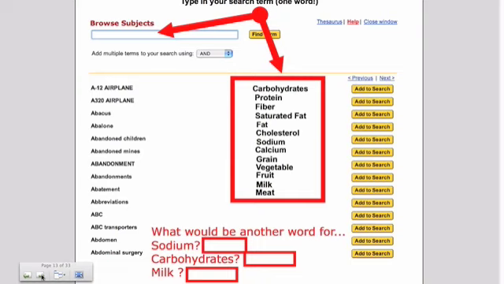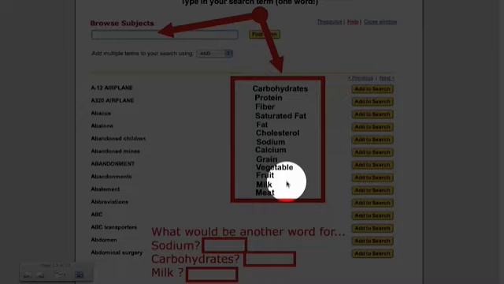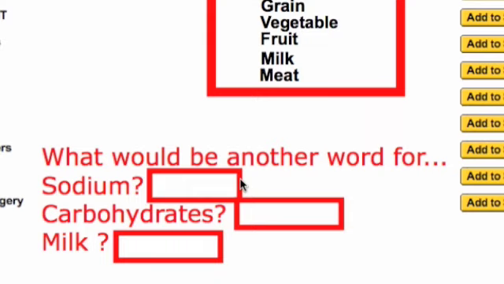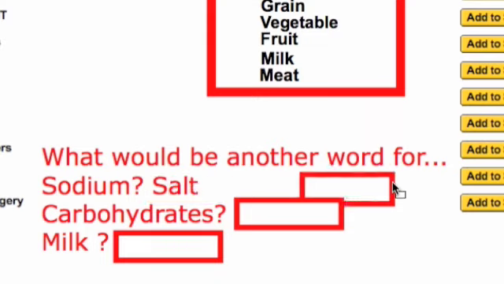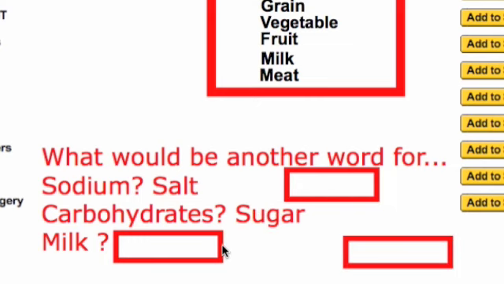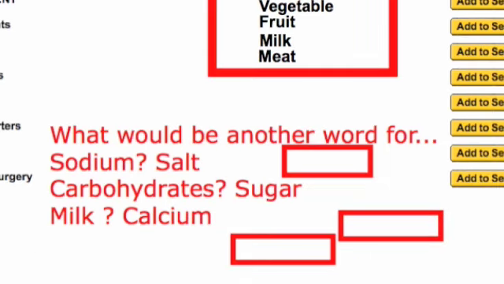Now, when you go into Browse Subjects, you can choose any of these search terms. These are some that I've listed, but obviously you're going to choose those that apply to you based on your nutrient intake bar graph and your dietary guidelines smiley face chart. So you also need to think about different words for those keywords. So for example, what would be another word for sodium? Salt. What would be another word for carbohydrates? Sugar. What would be another word for milk? Calcium.